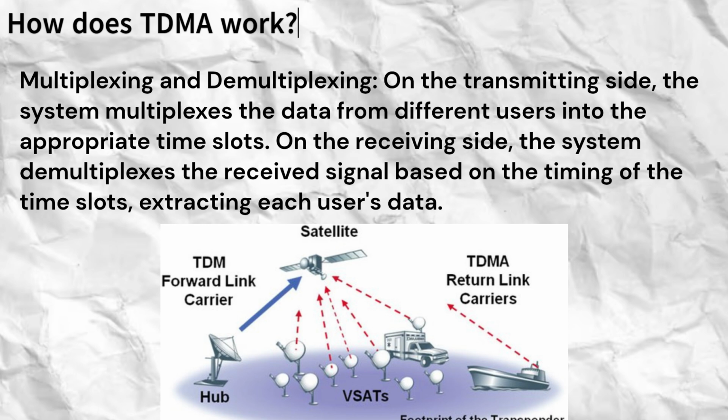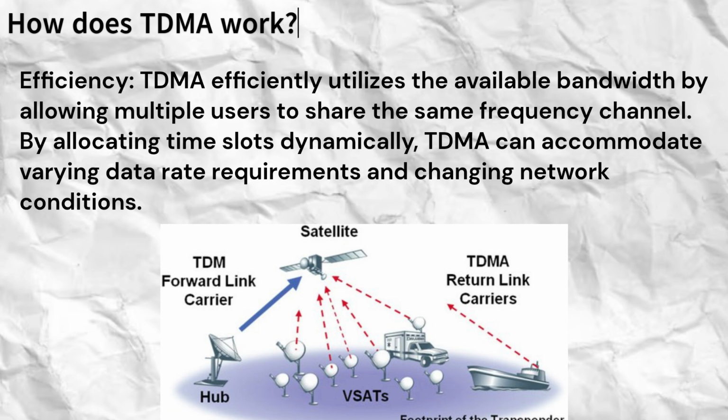Multiplexing and demultiplexing. On the transmitting side, the system multiplexes the data from different users into the appropriate time slots. On the receiving side, the system demultiplexes the received signal based on the timing of the time slots, extracting each user's data. Efficiency. TDMA efficiently utilizes the available bandwidth by allowing multiple users to share the same frequency channel.